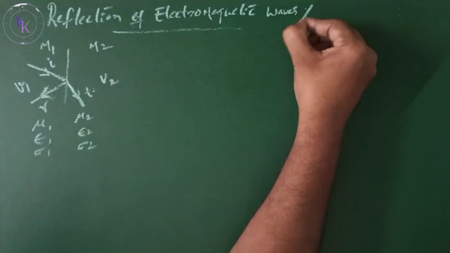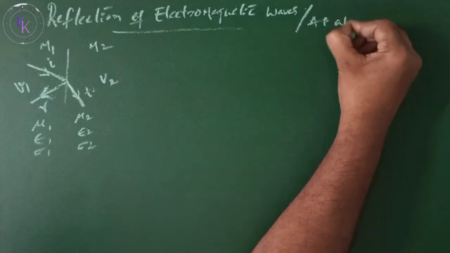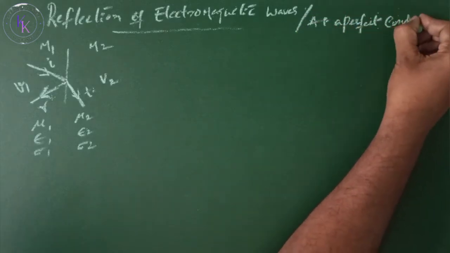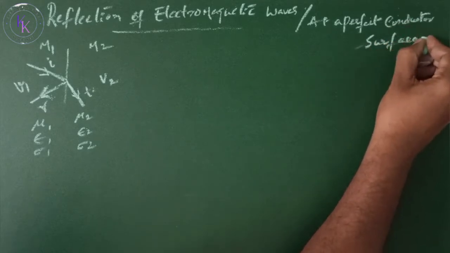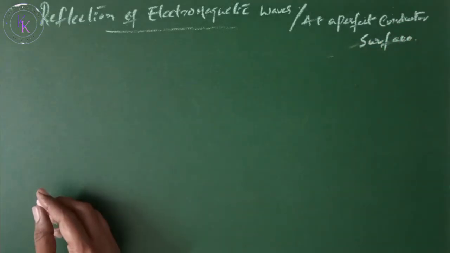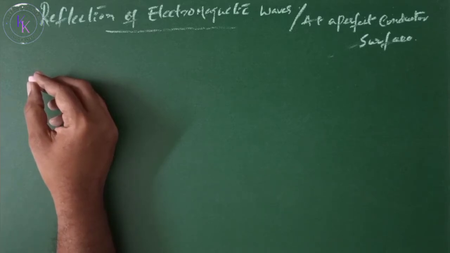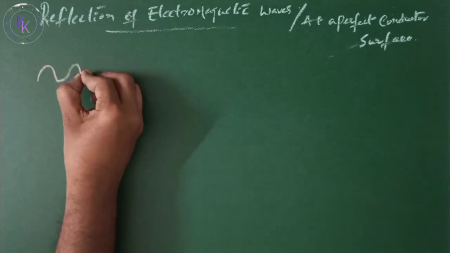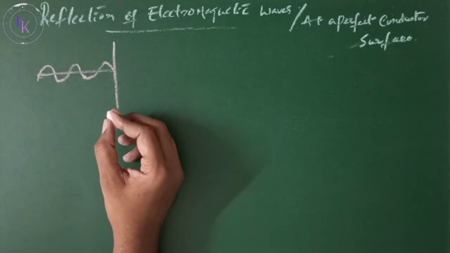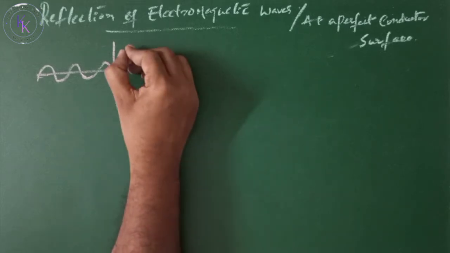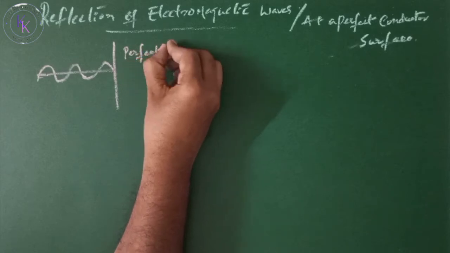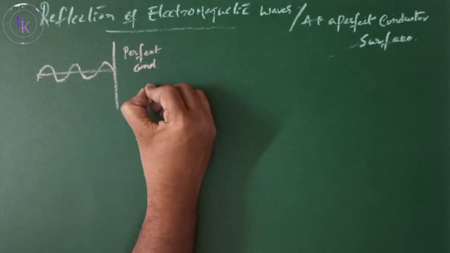Reflection of electromagnetic wave at a perfect conductor surface. Consider a uniform plane wave traveling through a perfect dielectric medium in the positive x direction. Let it be incident at the surface of a perfect conductor. At the boundary surface between the perfect dielectric and the perfect conductor, the incident wave may be either normal or oblique. Now this is a perfect conductor.